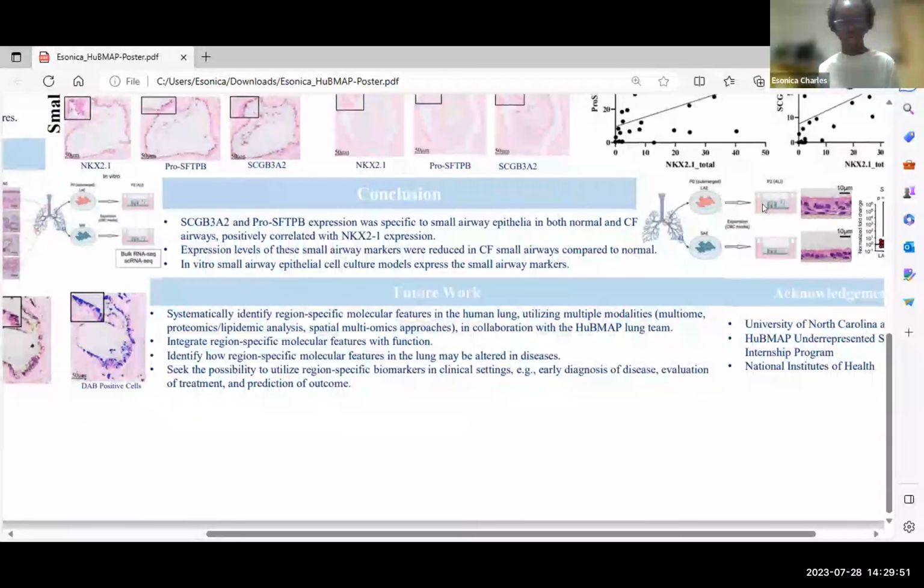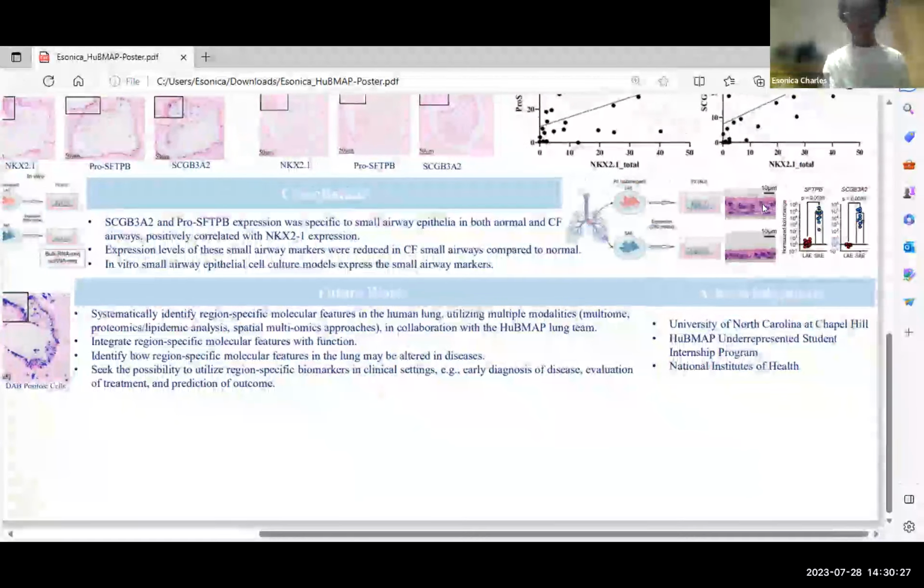So in the future, we would like to systematically identify region-specific molecular features within the human lung, and we would do this by utilizing multiple modalities. Then we would integrate those region-specific molecular features with function, and then identify how these region-specific molecular functions may be altered in diseases. And then once we identify those, we could possibly look for treatment in clinical settings.